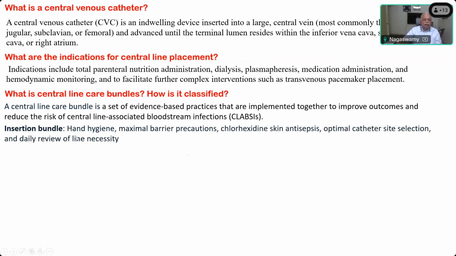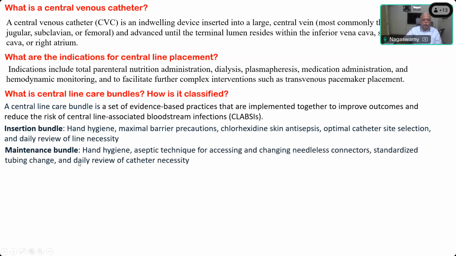Okay, sir. The insertion bundle consists of these following things: hand hygiene, maximal barrier precaution, chlorhexidine skin preparation and antiseptics, optimal catheter size selection, and daily review of line necessity. You start from the insertion time itself, because the risk of central line associated bloodstream infection is so high. As far as the central line is concerned, your aim must always be to remove it as early as possible. So daily review of the line necessity. Do we need it? Can we switch over to a peripheral line? So this should be a periodical review so that we can avoid this complication.